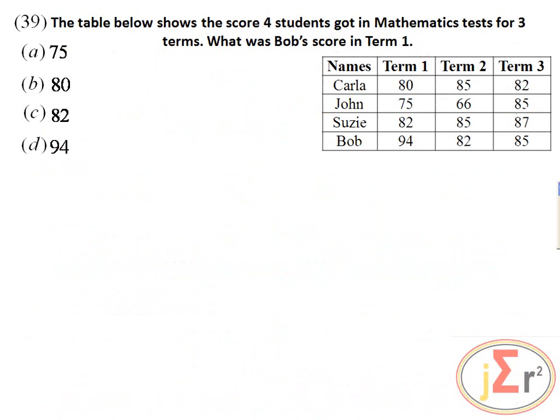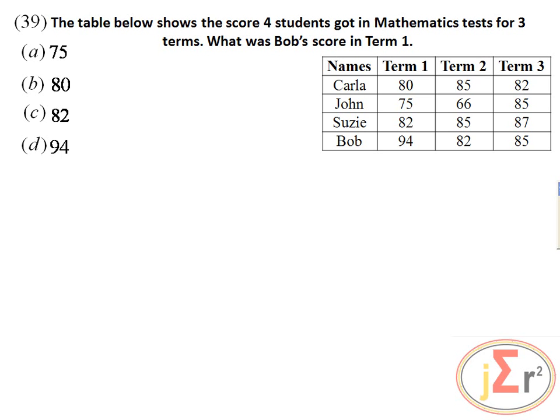The table below shows the score 4 students got in mathematics tests for 3 terms. What was Bob's score in term 1? And Jerry is ready to tell me. What is that? 94. And Bob scored 94 in term 1.